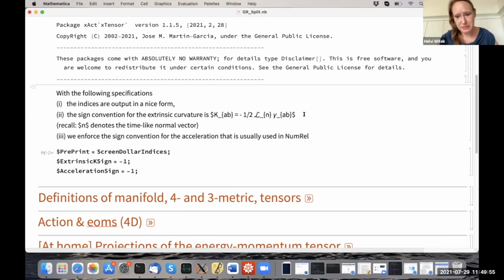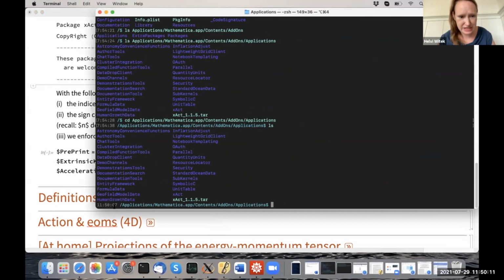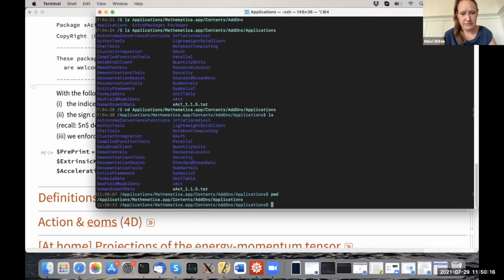I haven't encountered this particular error. Make sure you store the library in the right directory. For me, it essentially worked out of the box. That's why I kept this open here. I don't know whether you can see this, but on my Mac, I have the tarball in Applications, Mathematica.app, Contents, AddOns, Applications. For me, it was just moving it there, and then it worked out of the box.